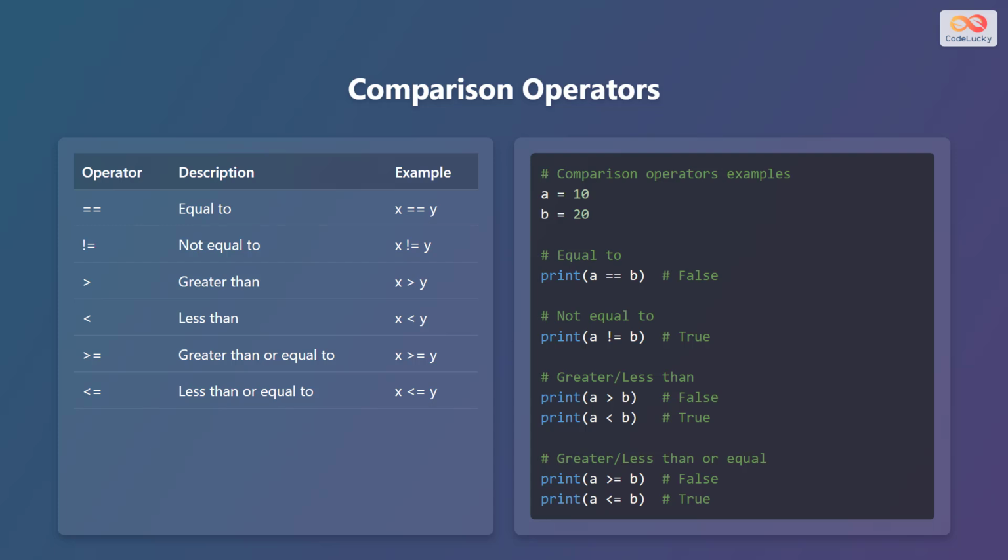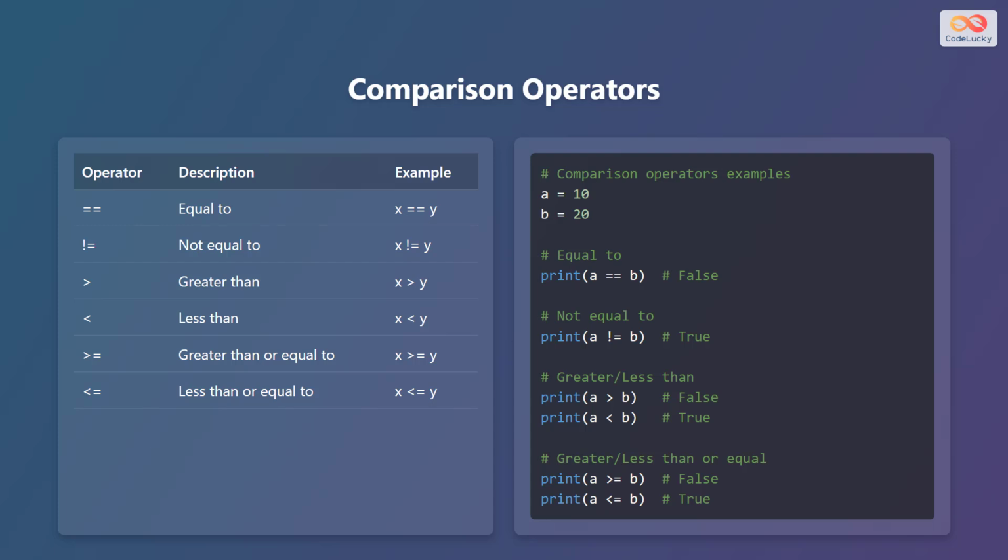Comparison operators are used to compare two values. They return a Boolean value which is either true or false, based on whether the comparison is true. The double equals operator checks if two values are equal. The exclamation mark equals operator checks if two values are not equal.